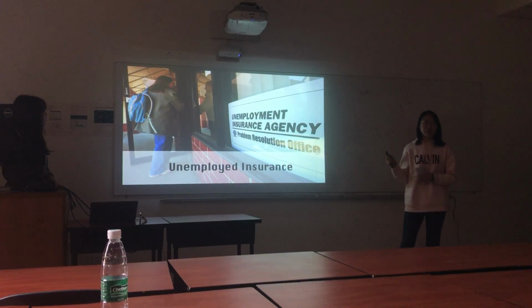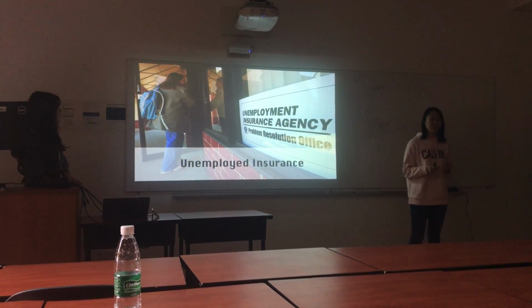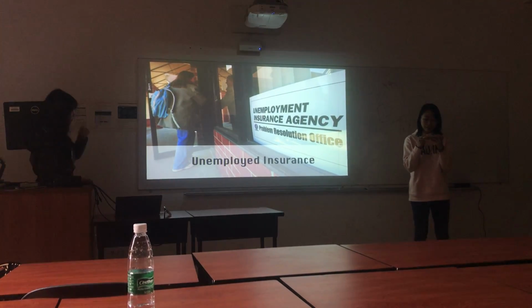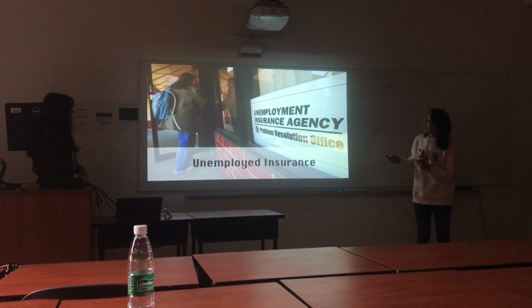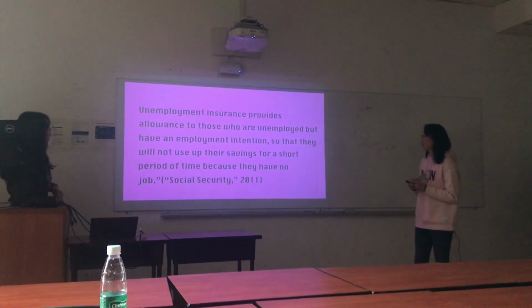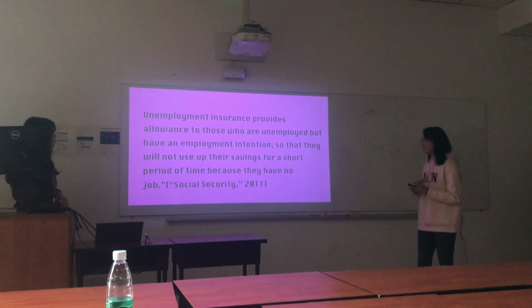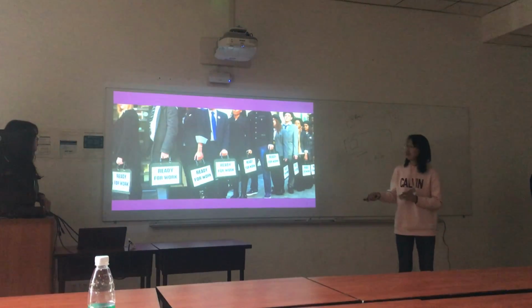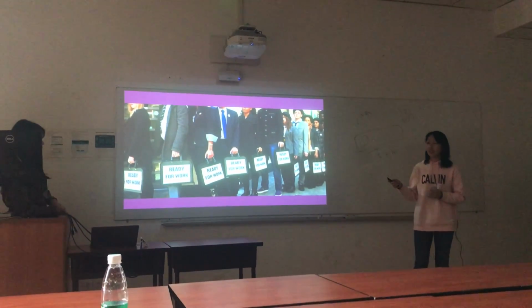In a rich country such as America, for the people who lost their jobs, the government has unemployment insurance. What is unemployment insurance? According to a report from the VCU library, unemployment insurance provides allowance to those who are unemployed but have an employment intention, so that they will not use up their savings in a short period of time because they have no job. So with the help of unemployment insurance, people can find jobs with better conditions.